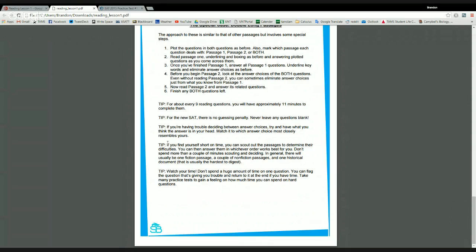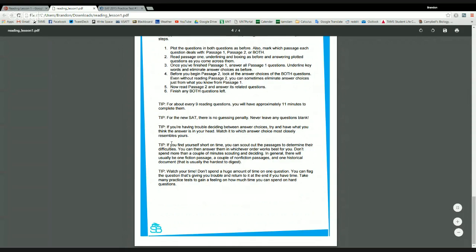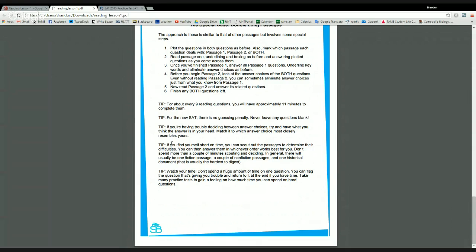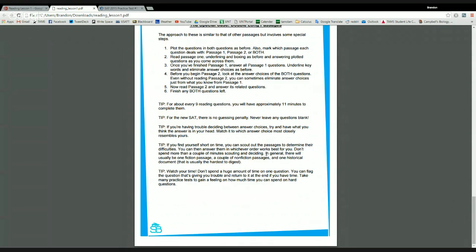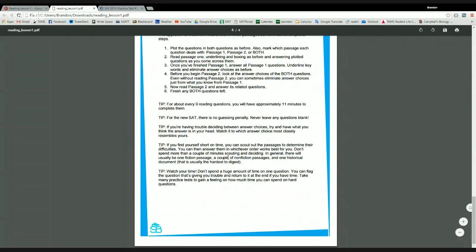If you find yourself short on time, you can scout the passages first to determine the difficulties. You can answer them in whichever order you want. Just don't spend too much time scouting and deciding which ones to do. In general, there will usually be one fiction passage, a couple of non-fiction passages, and a historical document. Keep in mind the historical document is probably the hardest one to digest, so I'd probably do that one last.